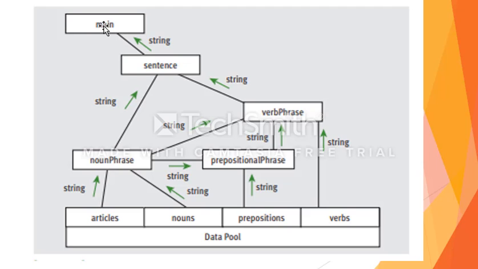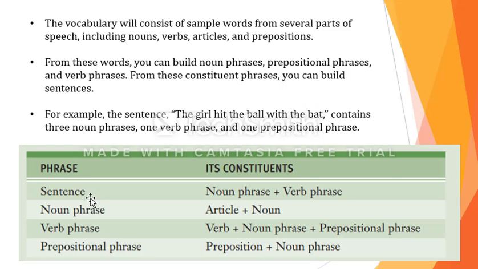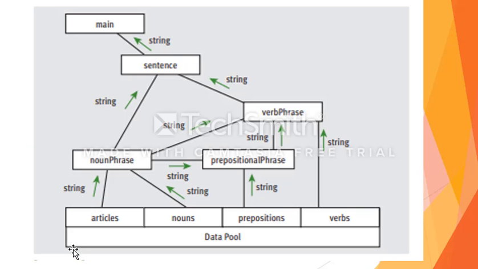Whenever a sentence should be formed, how is it formed? We need to follow these rules: noun phrase and verb phrase. If you call the noun phrase function and the verb phrase function, then a sentence is formed. How is a noun phrase formed? Take articles and take nouns; taking these two forms a noun phrase. So basically these are the 4 functions that are available. We need to design these 4 functions.